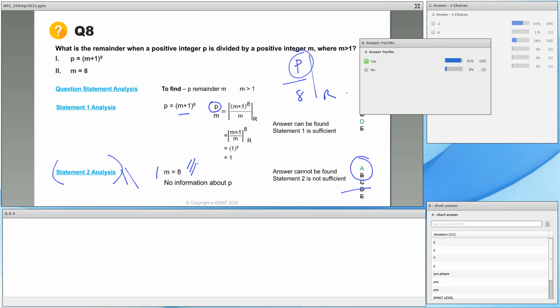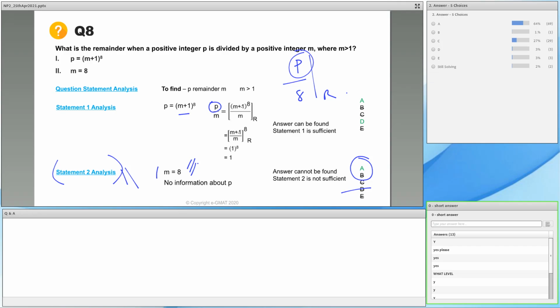Perfect. So it's very, very simple. Data sufficiency. So you have to be careful. When you're evaluating statement 2 independently, don't add the information from statement 1. Why is statement 2 useless? Because you know that m equals 8, but that would still leave you with find the remainder of p divided by 8. What? You don't know anything about p. And without information about p, you cannot solve this. So option A is the correct answer.